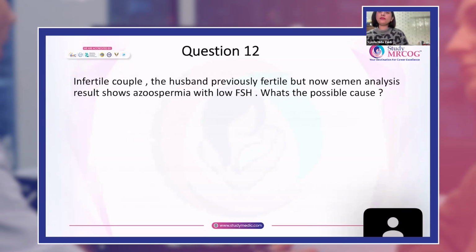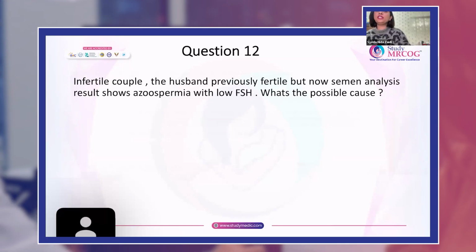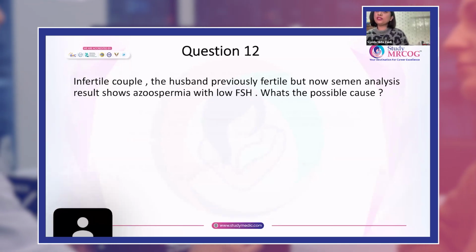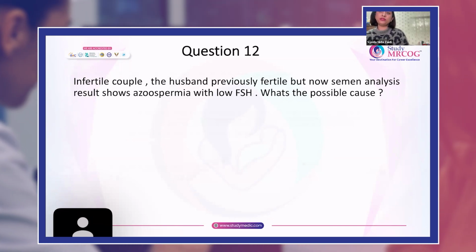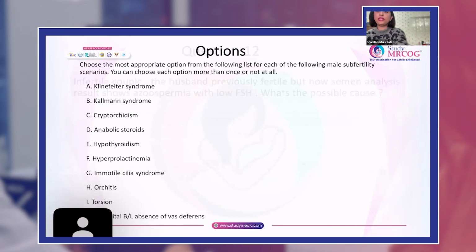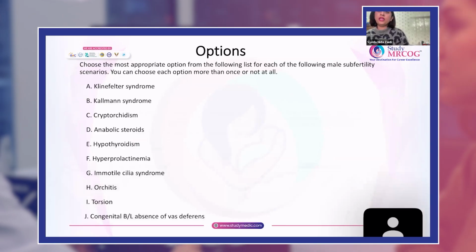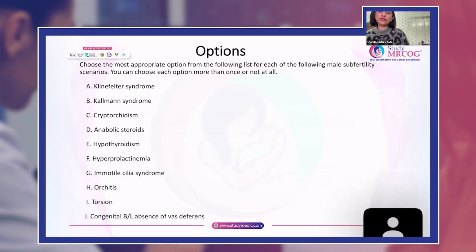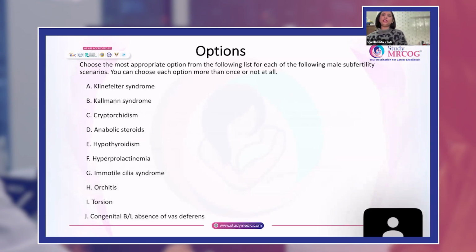patients. All right. So there is an infertile couple. The husband was previously fertile, but now semen analysis shows azoospermia with low FSH. What is the most probable cause in this case? Okay, that is a very important question. Klinefelter syndrome, Kallmann syndrome, cryptorchidism, anabolic steroids.